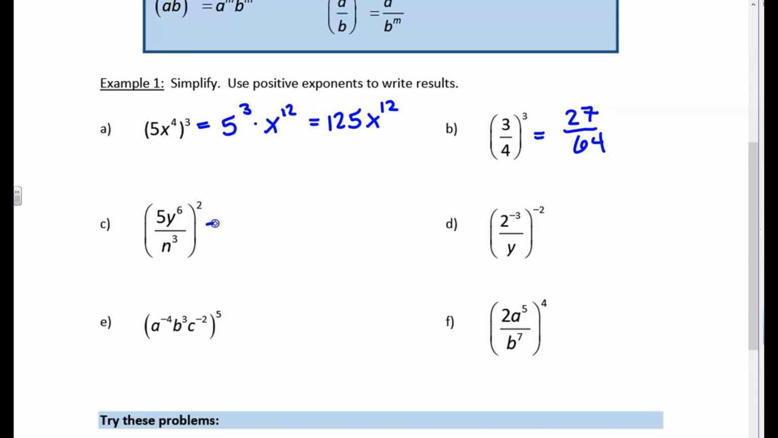Down here, we're going to square everything. Well, 5 squared is 25. y to the 6 times 2 is y to the 12th, over n to the 2 times 3 gets me n to the 6th.